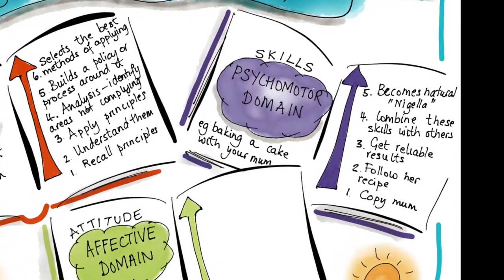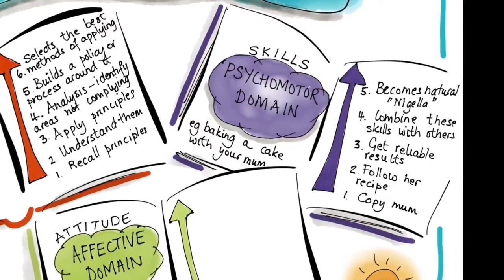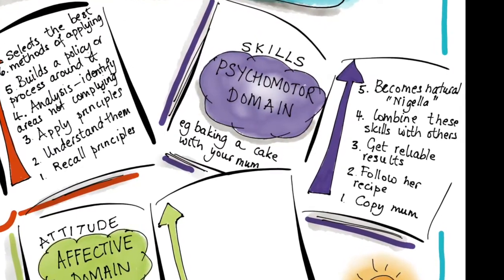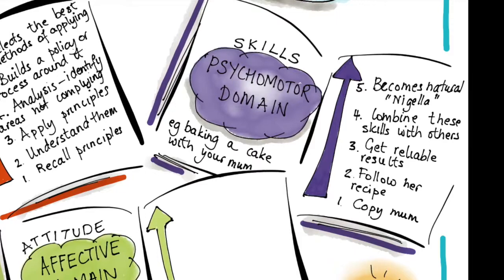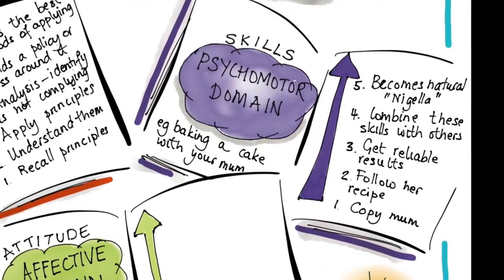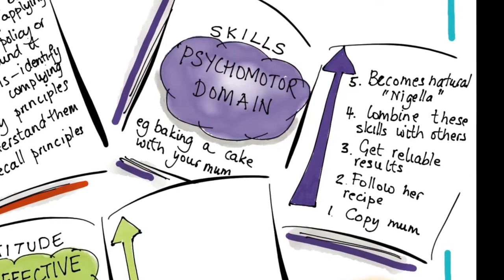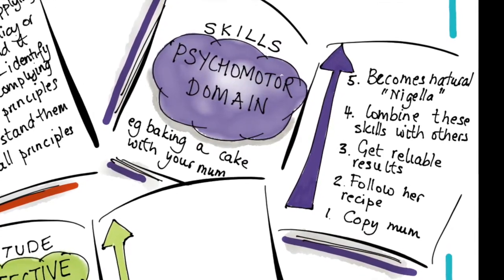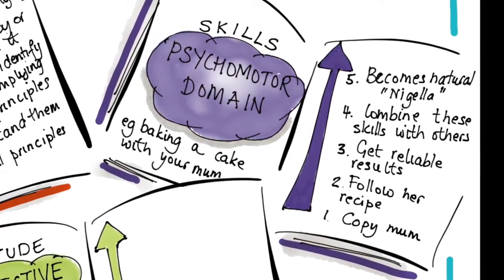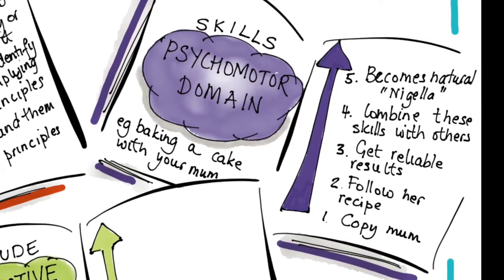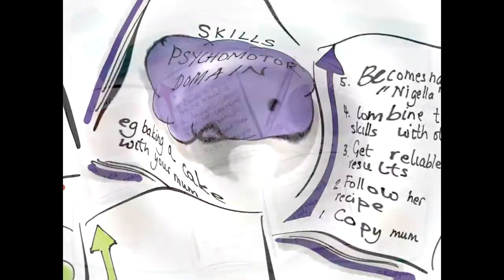At the fourth level, you'd be able to combine some of these skills with others that you'd learned, perhaps in making a pie or something else that you'd done with your mum. And at the final level, you become so natural and great at baking a cake, you make it like Nigella Lawson, a famous cook here in the UK.